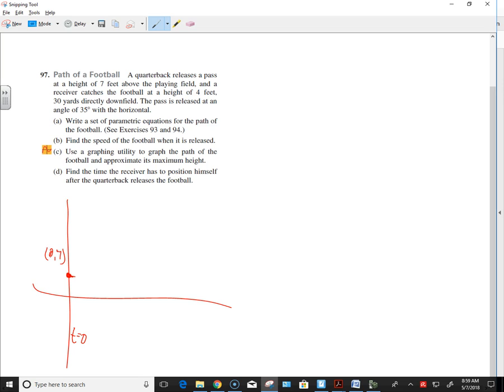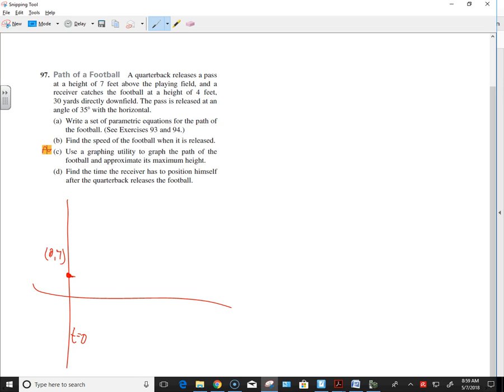What's the hand do? When it releases, it goes over the head, right? So he might be like, I don't know, 6-something, but either way. Releases, oh yeah. You have to be able to see over all the players, right? Anyway, so a height of 7 feet above the playing field, and a receiver catches the football at a height of 4 feet. Oh, that's down here somewhere, right? The receiver catches it maybe down here. Or he's just really short.